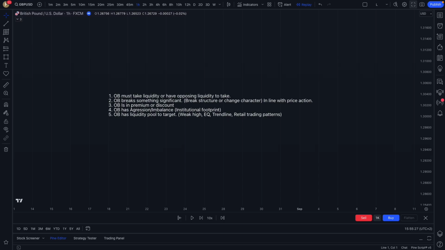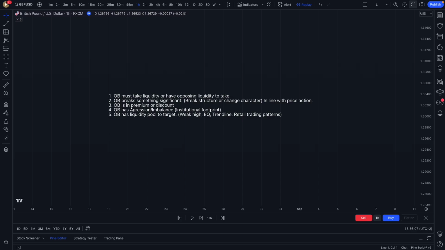Now the next criteria is that the order block has to be in premium or discount. So if we're in a downtrend looking for shorts, the order block has to be in a premium price area. And if we are in an uptrend looking for buys, the order block has to be in a discounted price area. How you can measure this is by taking your Gann box and measuring the move. I consider premium or discount above or below 50% of the previous move. This is because price will tend to retrace at least 50% of the previous move before continuing in its trend.